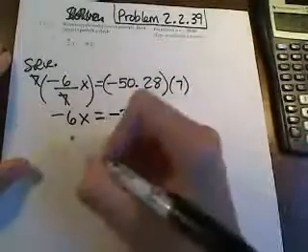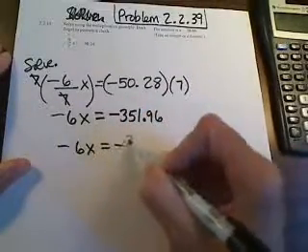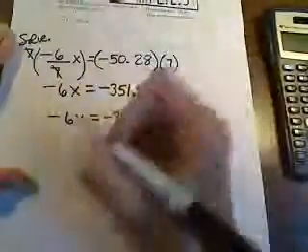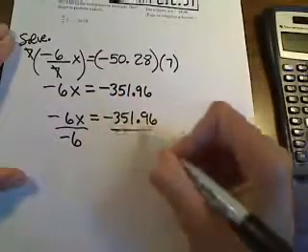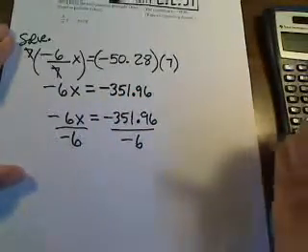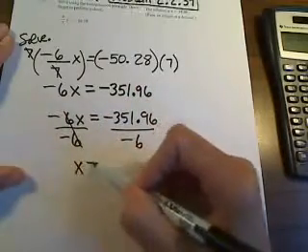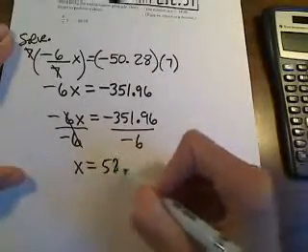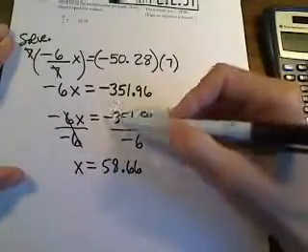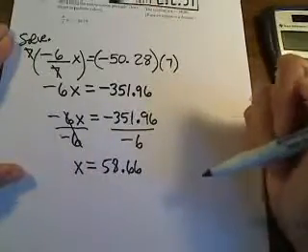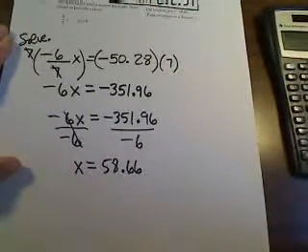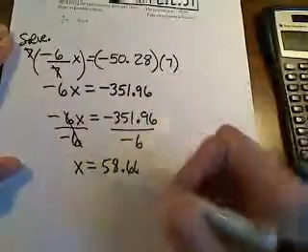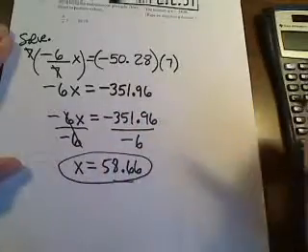And then at this point, we would want to take the coefficient of the x, which is the negative 6, and we want to divide by that because we're trying to get a coefficient of 1. Okay, so if I divide both sides by negative 6, then I get x is equal to 58.66. And negative divided by negative is positive there. Okay, so they didn't tell you how many decimal places, so you would just plug in that answer.